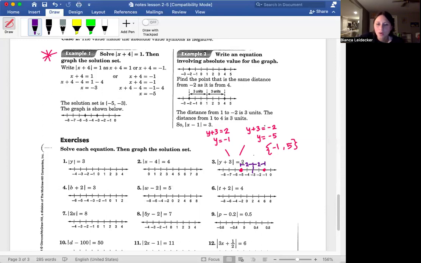Do you notice how in my equation, it was equal to 2? And then my median was the number that was put into my absolute value. So then the solutions are that y could be -1 plus 3, or y could be -5 plus 3.